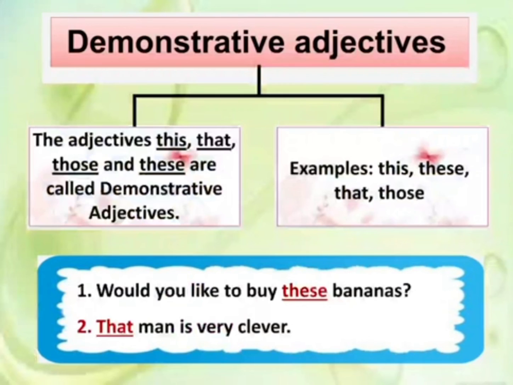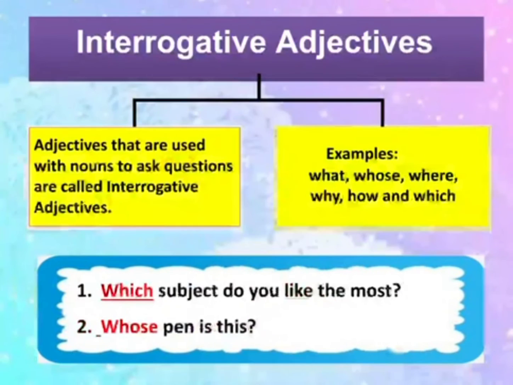So example, would you like to buy these bananas? Again, these bananas, we are pointing out bananas, these bananas. So these is a demonstrative adjective. That man is very clever. Again, we are pointing at that man. So that is a demonstrative adjective.